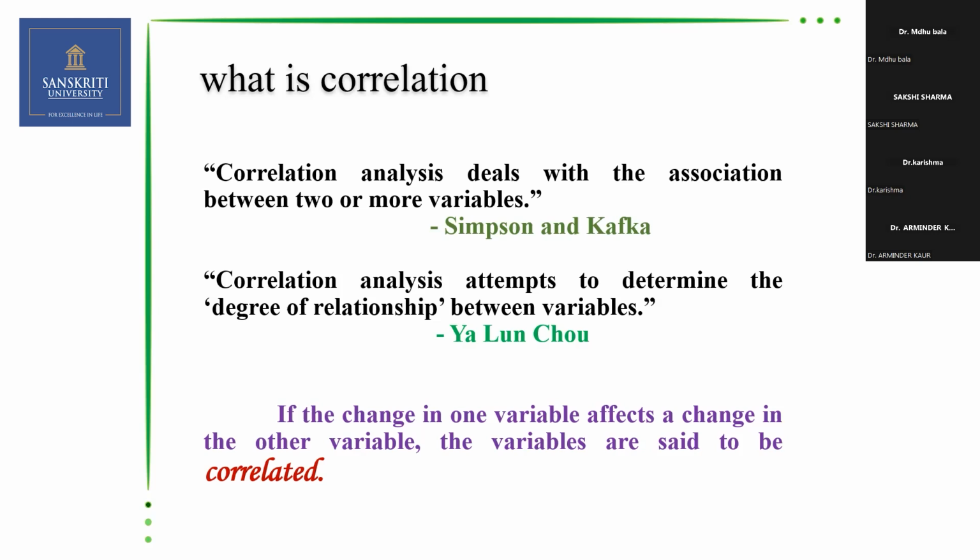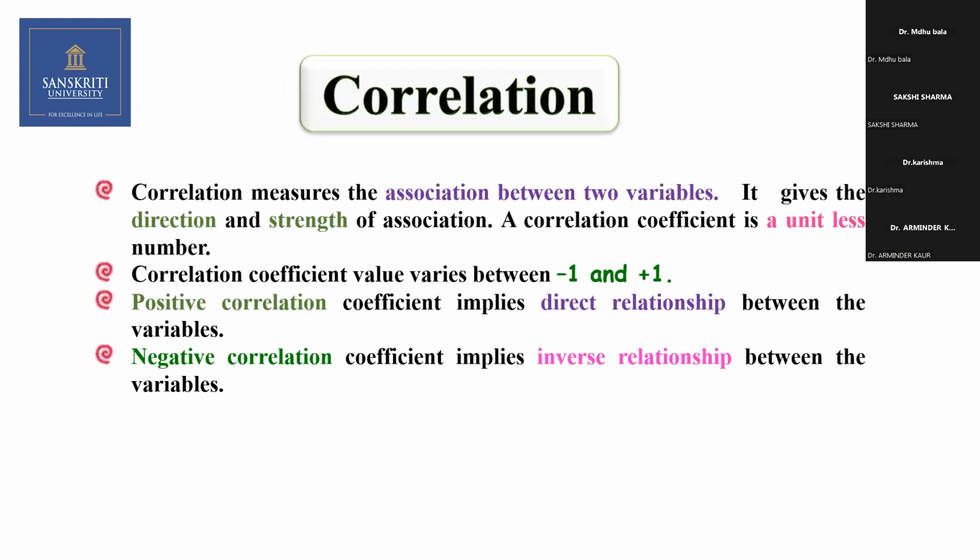If the change in one variable affects a change in the other variable, the variables are said to be correlated. It measures the association between the two variables, but here the variables are quantitative. It is in ratio scale, not in nominal scale, whereas in chi-square the scale could be attributes or frequencies. But here it should be in the ratio scale. And the coefficient value varies between -1 and +1. If it is +1, we say positive relationship. If it is -1 or nearer to minus, we say inverse relationship or negative relationship.